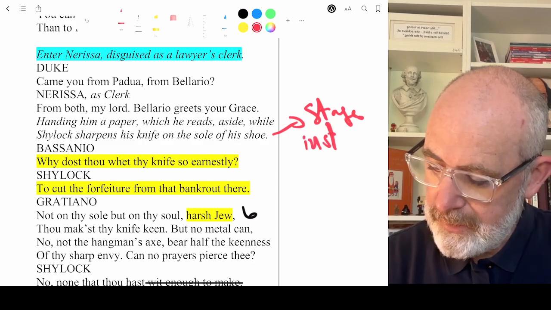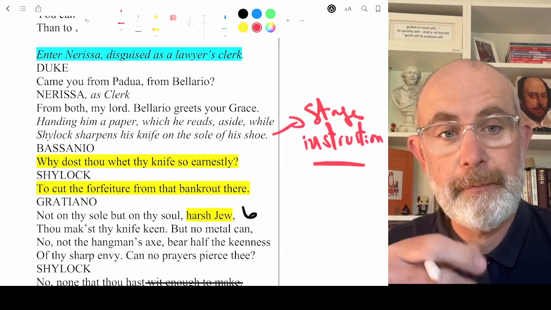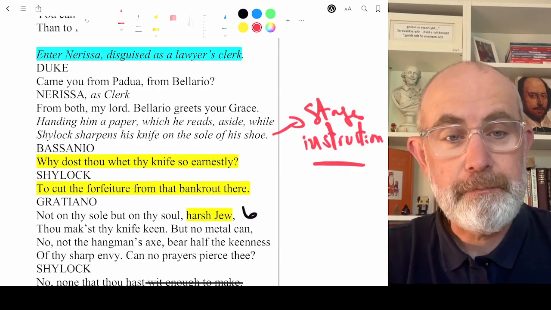People have often asked me, how could he sharpen his knife on the sole of a shoe? Well, the shoes would often be hobnailed. There'd be metal pins in the shoe.